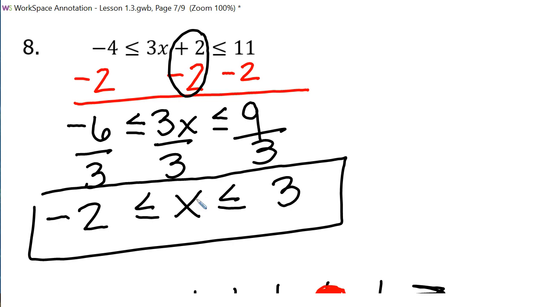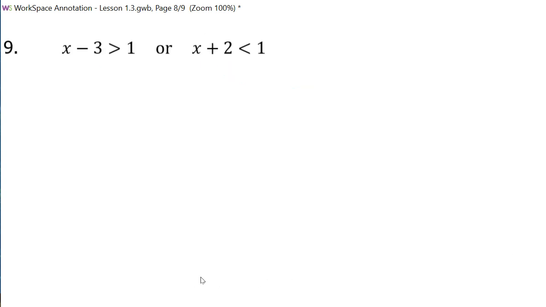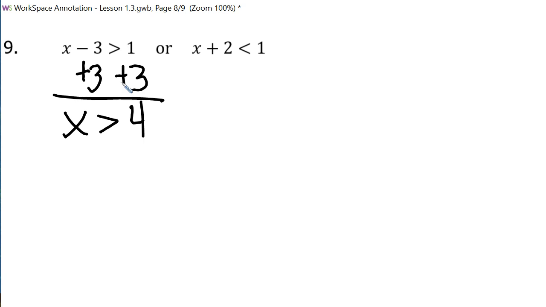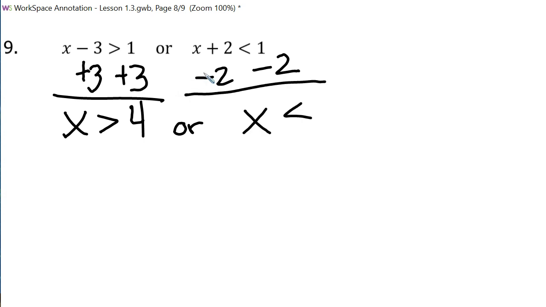Okay, number 9. We're switching gears. We're no longer doing and inequalities. What are we doing? Or. So number 9. Solve the inequalities. For the first one, the opposite of subtract 3 would be? Add 3 to both sides. So that gives us x is greater than 1 plus 3 is 4. Bring down the word or. For the second inequality, the opposite of add 2 would be subtract 2. So that would give us x is less than 1 minus 2 is negative 1.